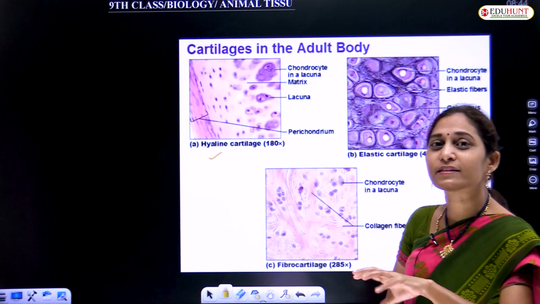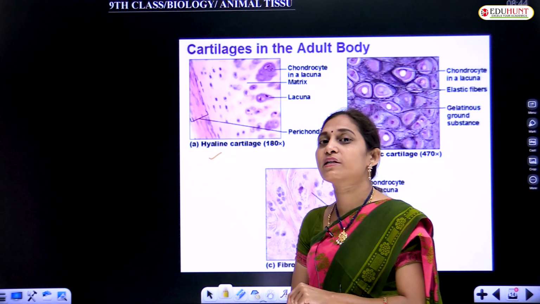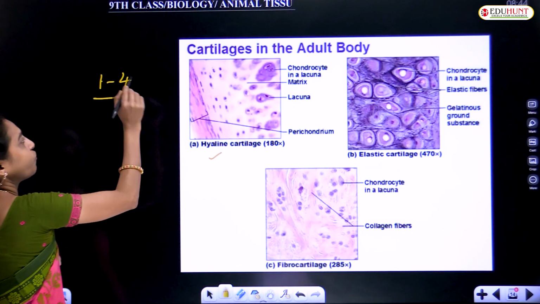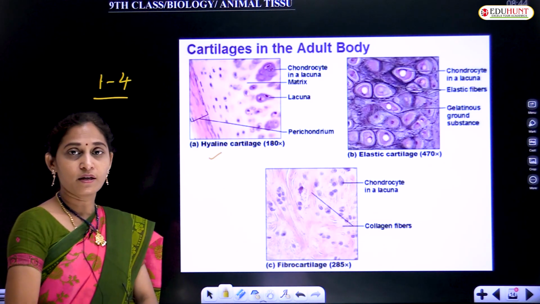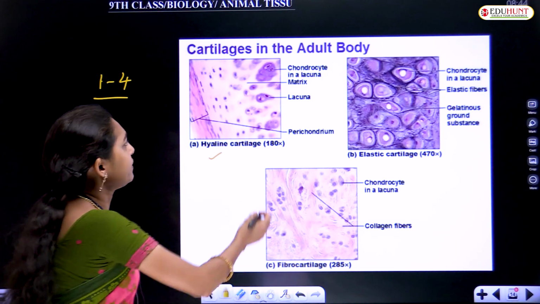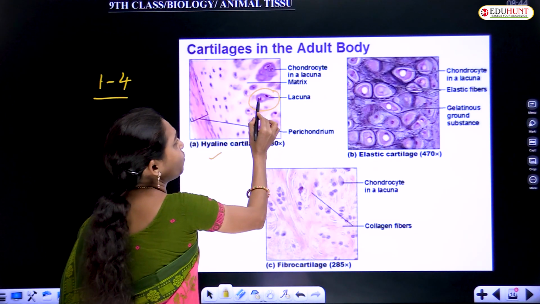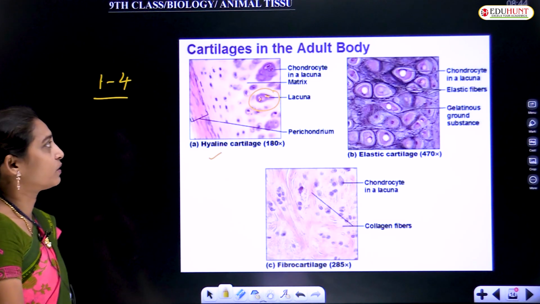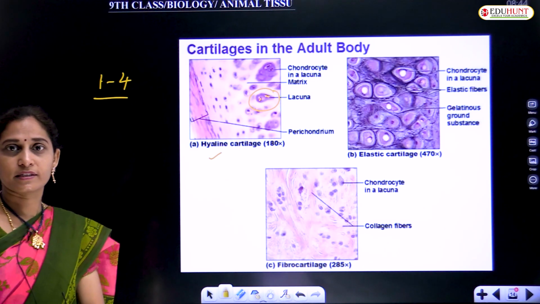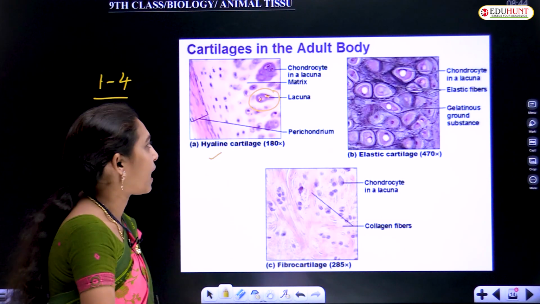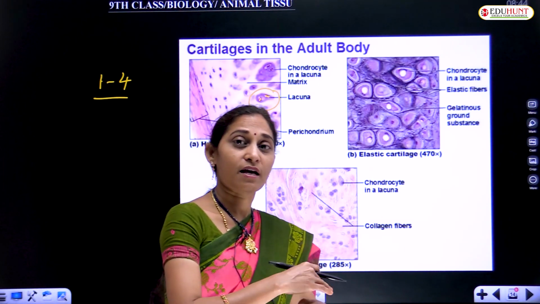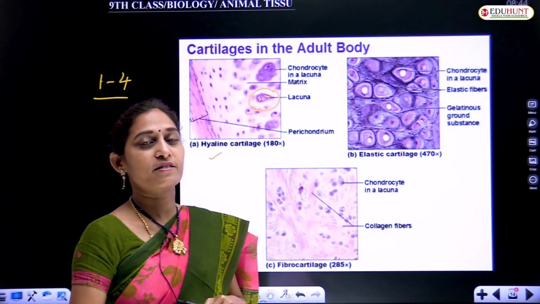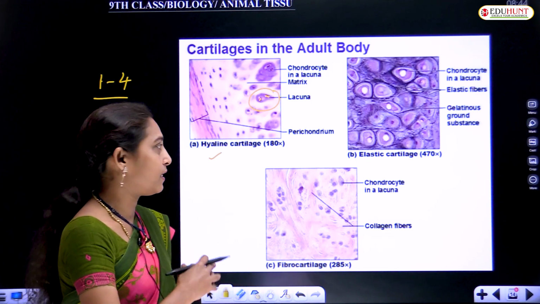A lacunae antam kada, spaces. A lacunae lo untayi almost 1 to 4 chondriocytes are present in the lacuna. And this is the lacuna. We can see two cells in the lacuna. So 1 to 4 cells are present in the lacuna of the cartilage, and the membrane that surrounds the cartilage is the perichondrion. Perichondrion is the membrane that surrounds the cartilage.